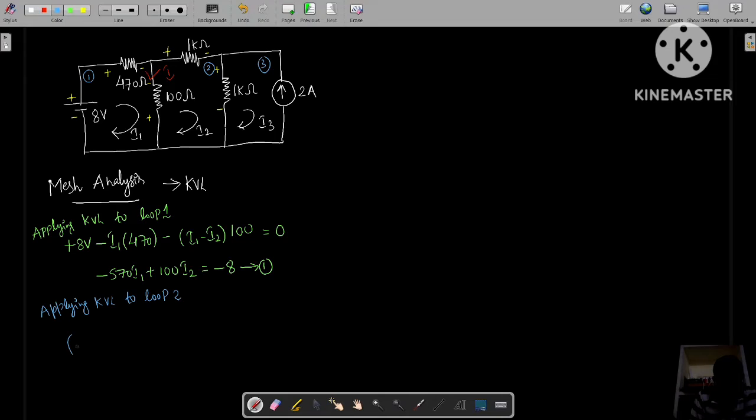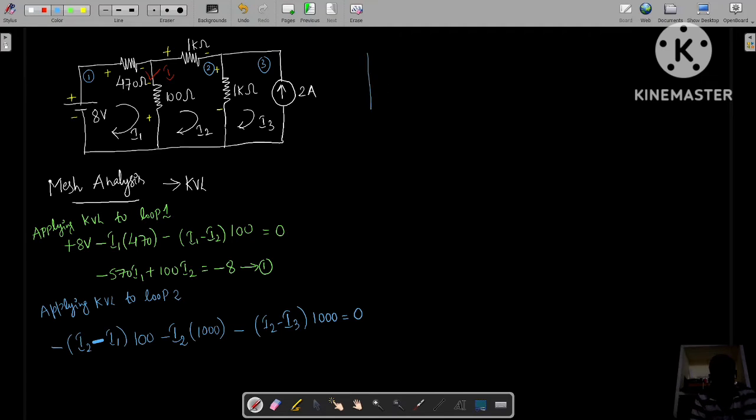Now let me do the loop analysis for the second loop, applying KVL to loop 2. What is the resultant current? It is I2 minus I1, because I1 is moving from top to bottom and I2 is moving from bottom to top. So it is I2 minus I1 with the negative sign, multiplied with 100. Next, through this 1 kilo ohm resistor, only a single current is flowing, and that current is I2. So it is minus I2 into 1 kilo ohm, meaning 1000 ohms. For this third resistor, we write minus (I2 minus I3) multiplied with 1000 is equal to 0.